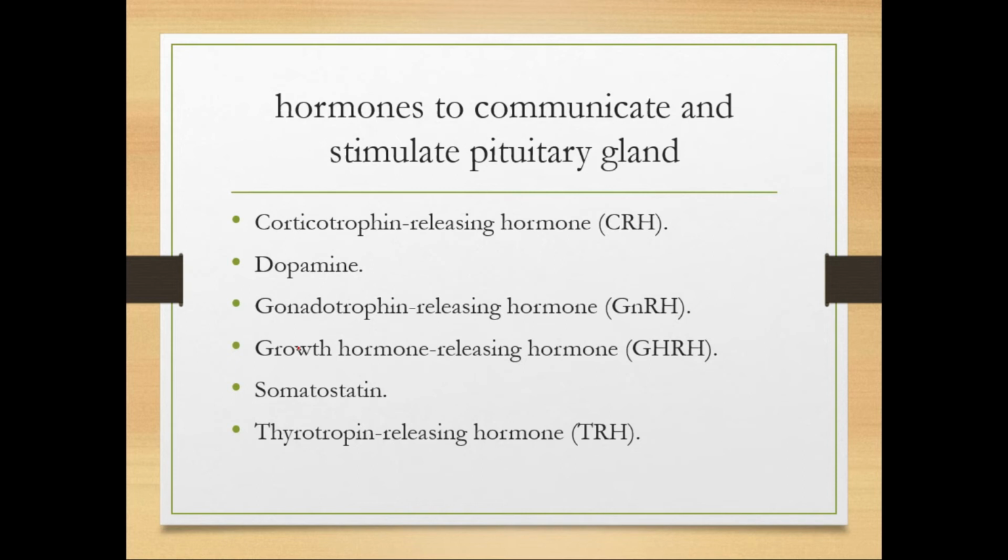The hypothalamus makes the following hormones to communicate with and stimulate your pituitary gland. The point to be noted here is that these hormones are just to communicate between the hypothalamus and the pituitary gland. They do not act upon other body organs and systems. They are corticotropin-releasing hormone, dopamine, gonadotropin-releasing hormone, growth hormone-releasing hormone, somatostatin, and thyrotropin-releasing hormone.